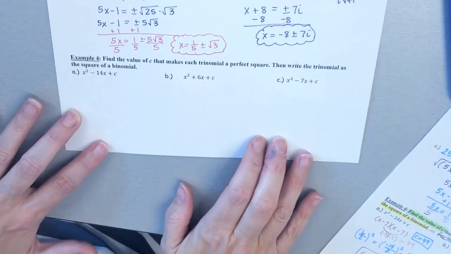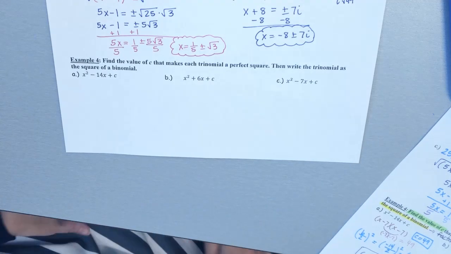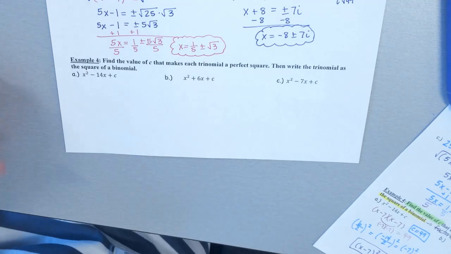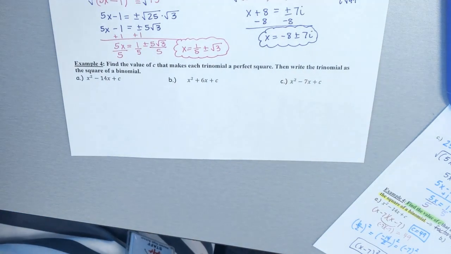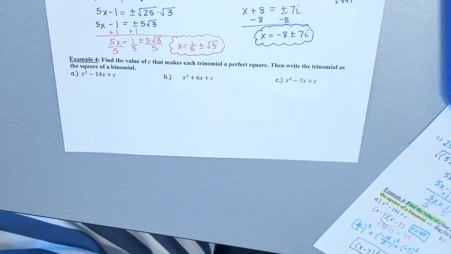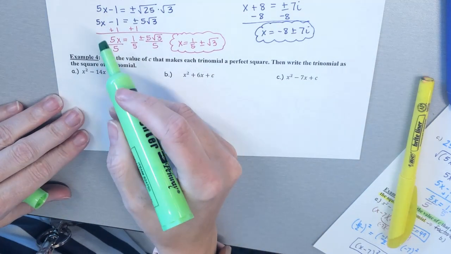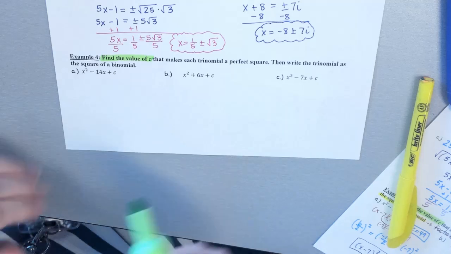Okay, and then the next thing that we're going to do is again going to deal with perfect squares. So the directions tell us to find the value of c that makes each trinomial a perfect square.